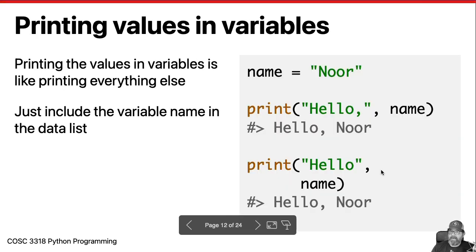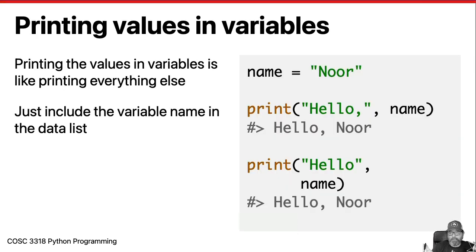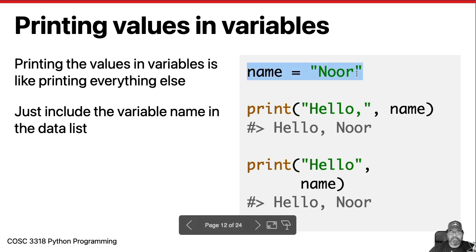So how do we print values in a variable? We do it just like all of our print statements. So here we set name, we assign the string Nor to the variable name, and then we can do print, and we print the string hello, and then we print whatever value is inside name so that it comes out as hello, comma, and that's this string right here, hello, comma, and then Nor, which is the value inside that name variable. You can see down here, I've also got it on multiple lines. Hello, Nor.